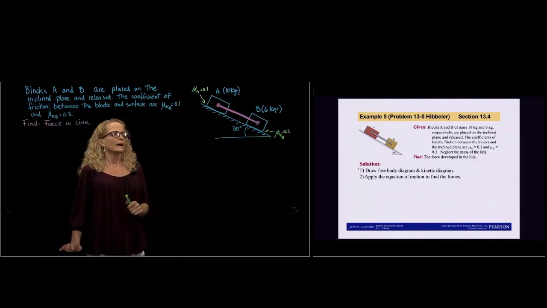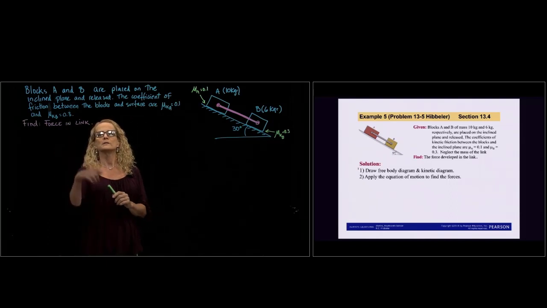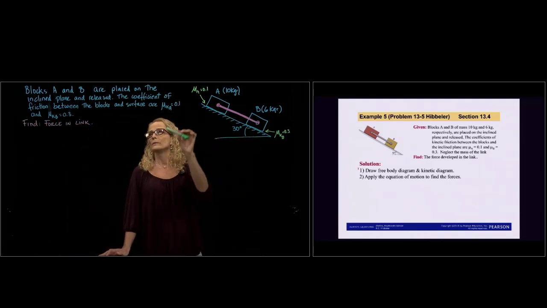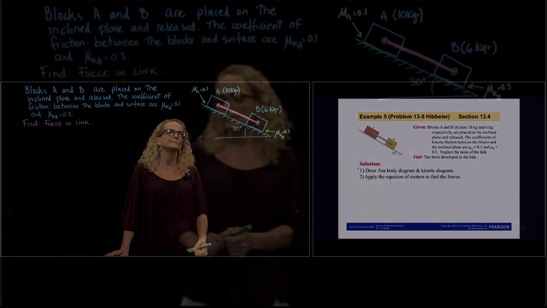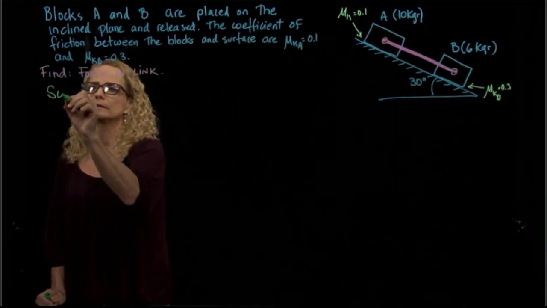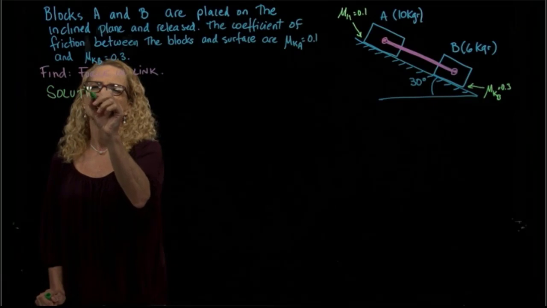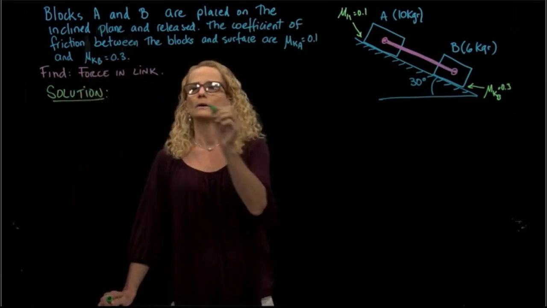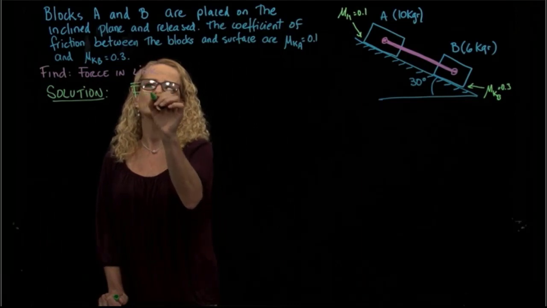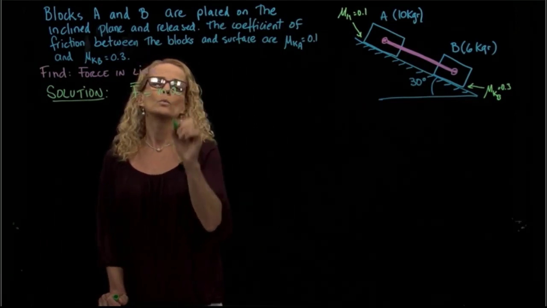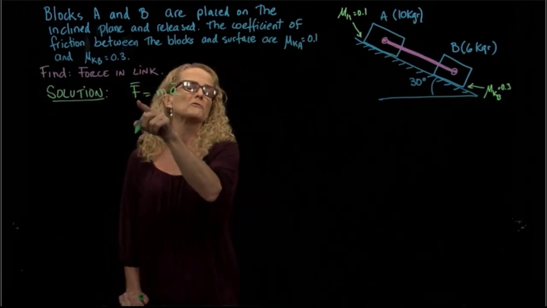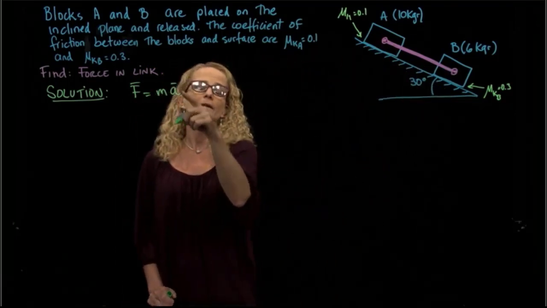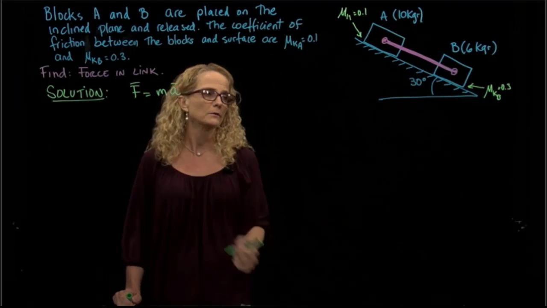And then we are asked to find the force developed in the link between the two blocks when we release those blocks. But let's see the solution then. Well, let's see how we do that. We will use our equation of motion, right? We are asked to find the force developed in the link, and we have to find the acceleration to be able to find the force.